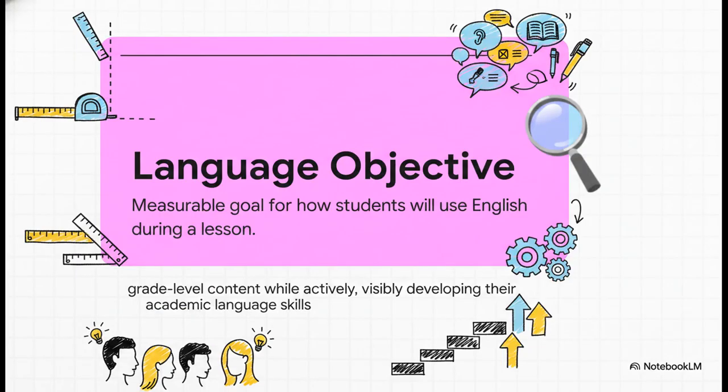So the crucial point here is the actual definition. A true language objective is a measurable goal. And honestly, that word measurable is doing a whole lot of heavy lifting here. It outlines exactly how students are going to use and practice English, whether that's through listening, speaking, reading, or writing during your specific lesson. Put simply, it's the mechanism that ensures English learners get real access to grade-level content while actively, visibly developing their academic language skills.